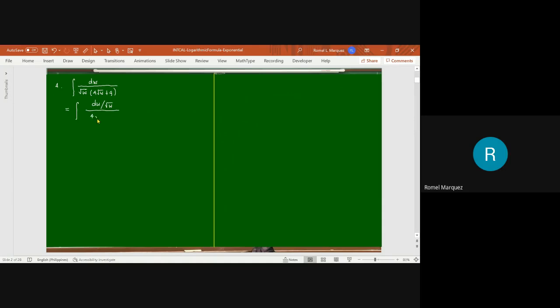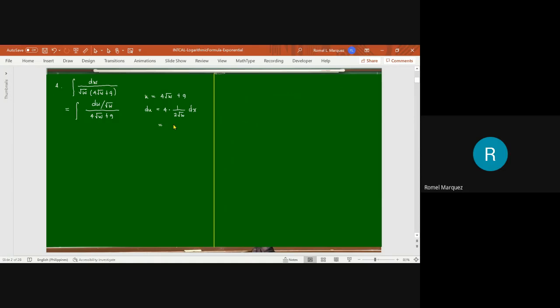Then we have 4 square root of w plus 9. So what is our u, guys? 4 square root of w plus 9. And then what is du? So 4 times the derivative of square root of w, that is 1 over 2 square root of w. The derivative of 9 is 0. Multiplied by dw to get the differential, because we are after the differential, not really the derivative. But to get the differential, we need to get the derivative and then multiply by the differential of the independent variable.